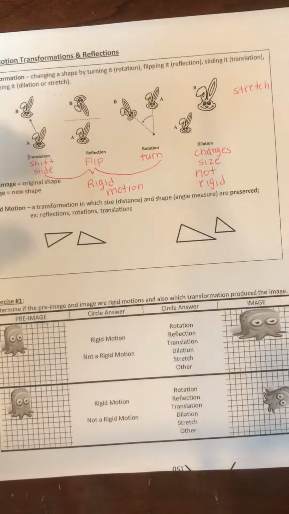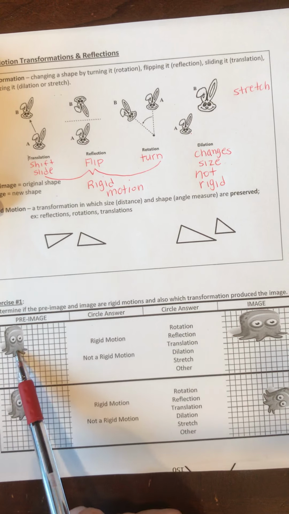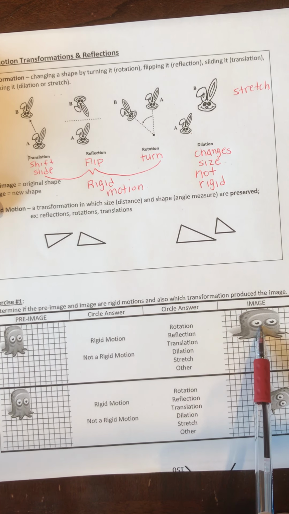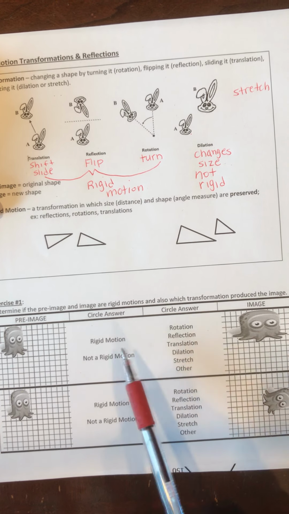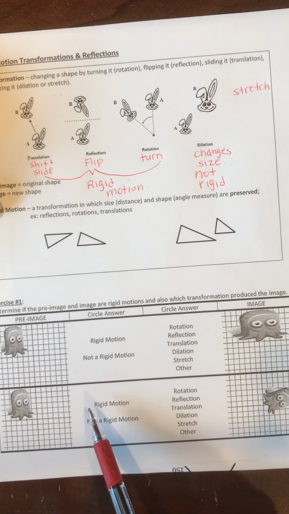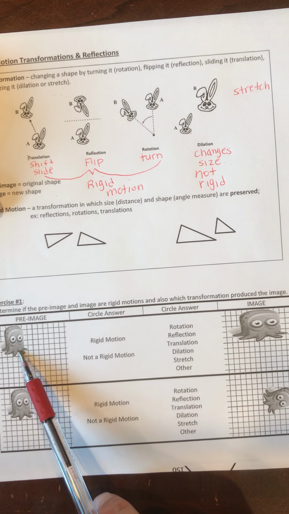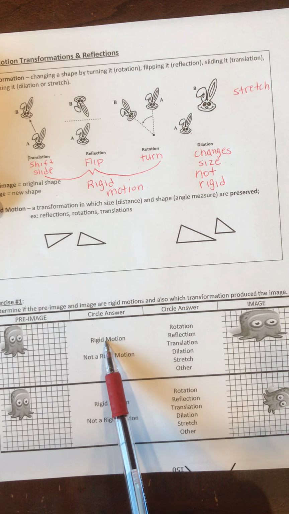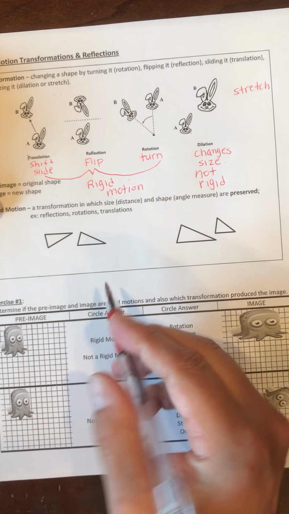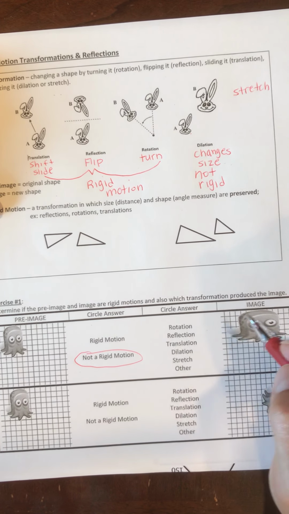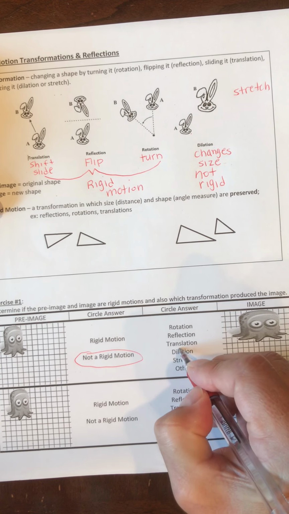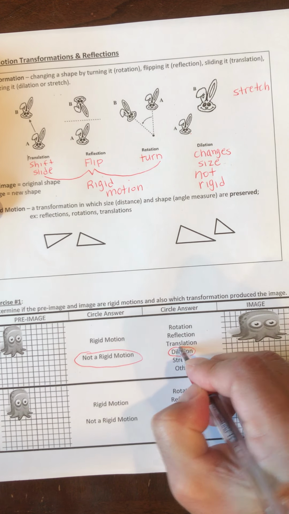So if you look, these are quick. Here's the original, the pre-image. Here's the image. Think about it. Is this a rigid motion or not a rigid motion? Remember, if it's rigid, it's got to be the same shape, same figure. It's congruent. This obviously got bigger, so this is not a rigid motion. You could call this a dilation.